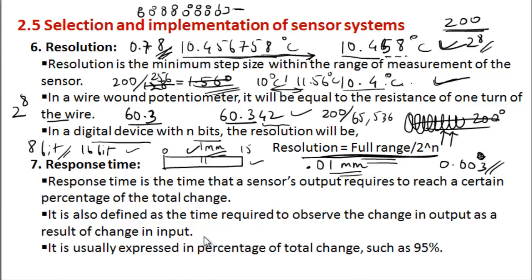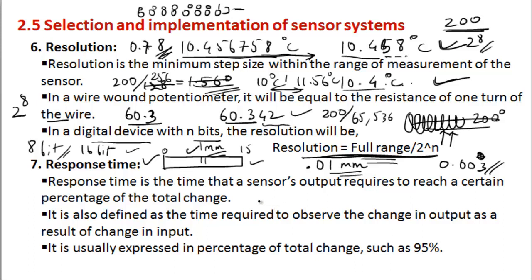Next, we look at the response time. What is response time? Response time is the time that a sensor output requires to reach a certain percentage of the total change. That means how fast it is able to change. That is the response time.